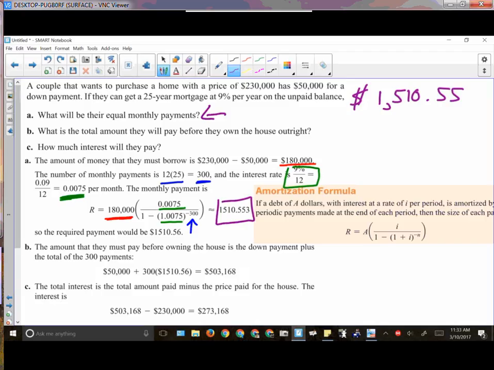So, what is the total amount they will pay before they own the house outright? In other words, if you make this payment for 25 years, how much have you paid for that house? Well, you've got your 300 payments, so you're going to have to multiply the payment by 300, plus you have to put the $50,000 down. So, for your $230,000 house, how much are you paying for this? See that 503 down there? You've almost paid for that house twice.